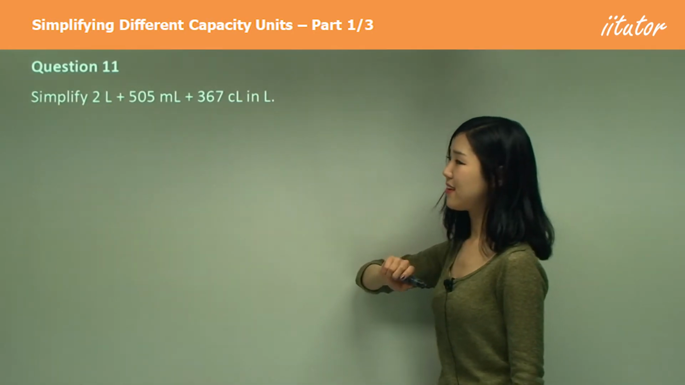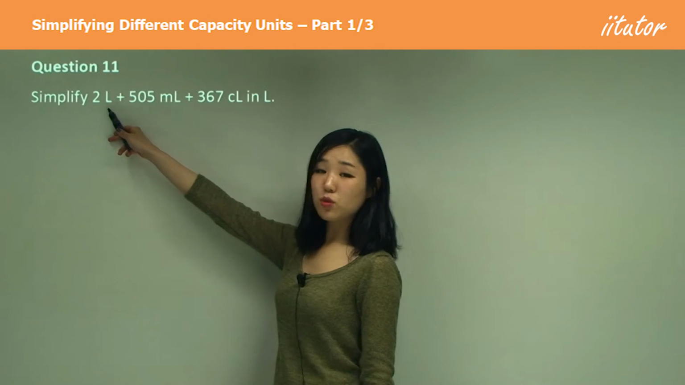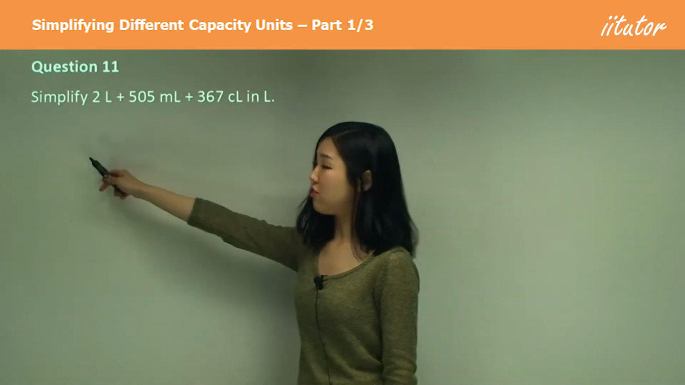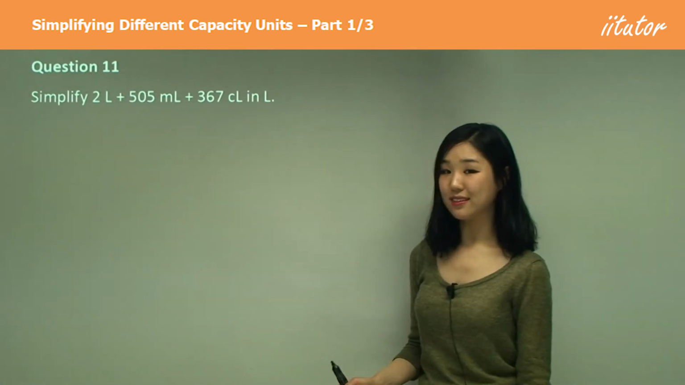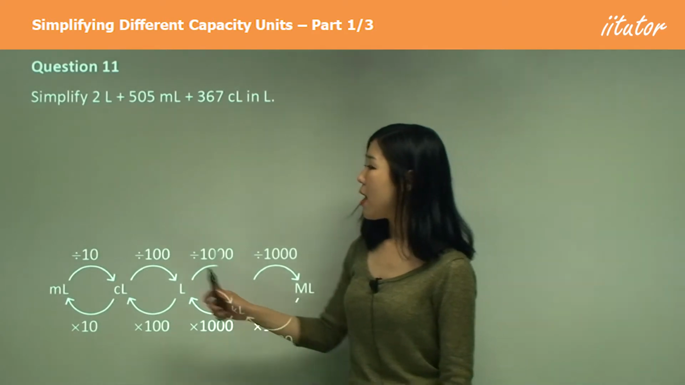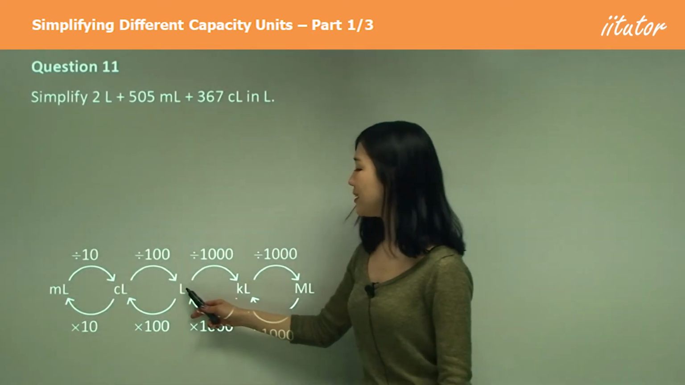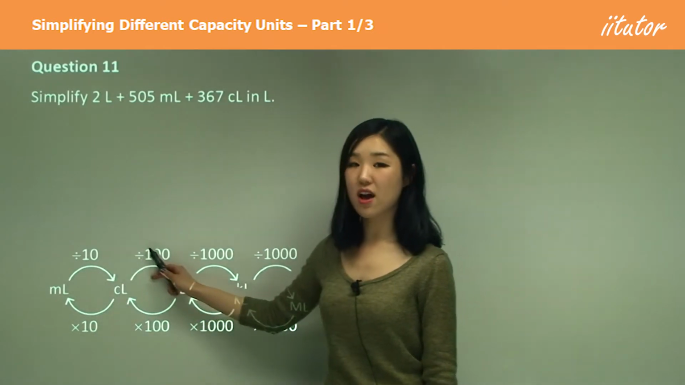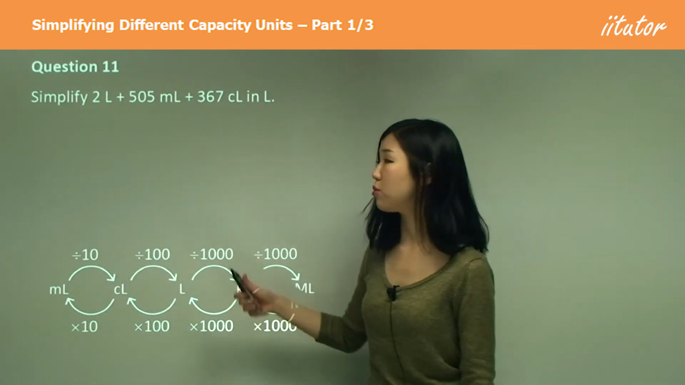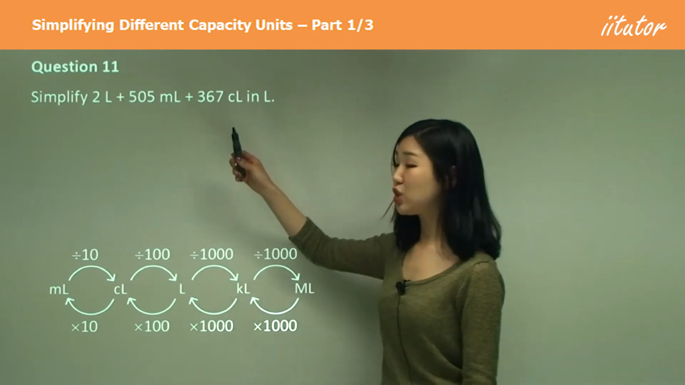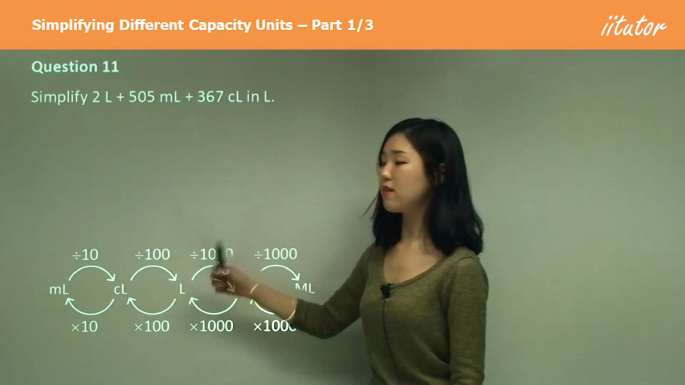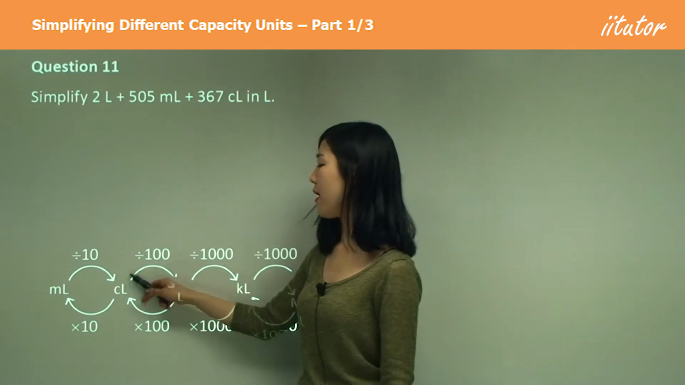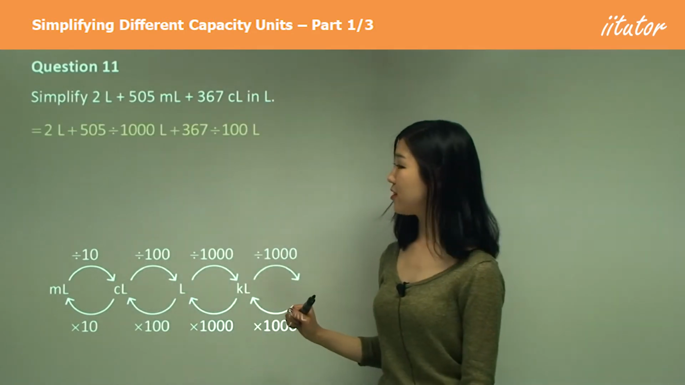So let's do that. Okay, liters, this one's already in liters, isn't it? So we don't have to change it. Now, we have milliliters. Remember our diagram? Milliliters to liters, we divide by 10 and then 100, so 1,000 in total. And then centiliters to liters, we go from here to here, again small to large, so we divide by just 100. So it's going to look like this.